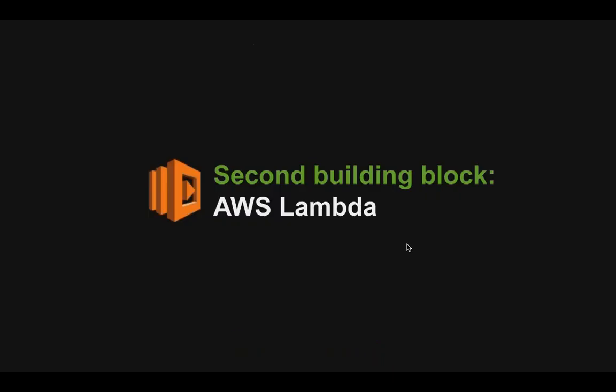So now that we've covered a little bit about API Gateway, let's take a look more closely at our second building block of our application, AWS Lambda. So again, here, it's where we'll define the business logic of our notes application.